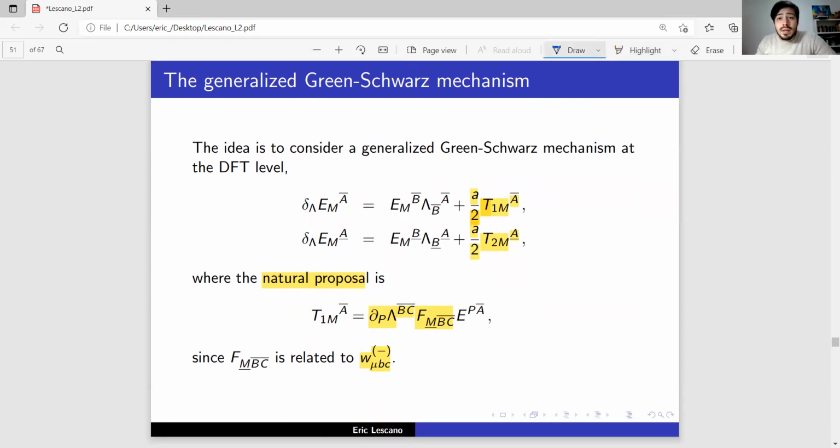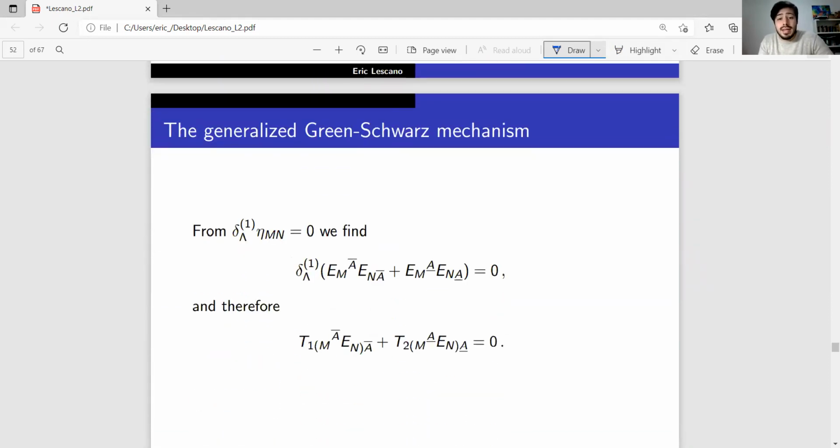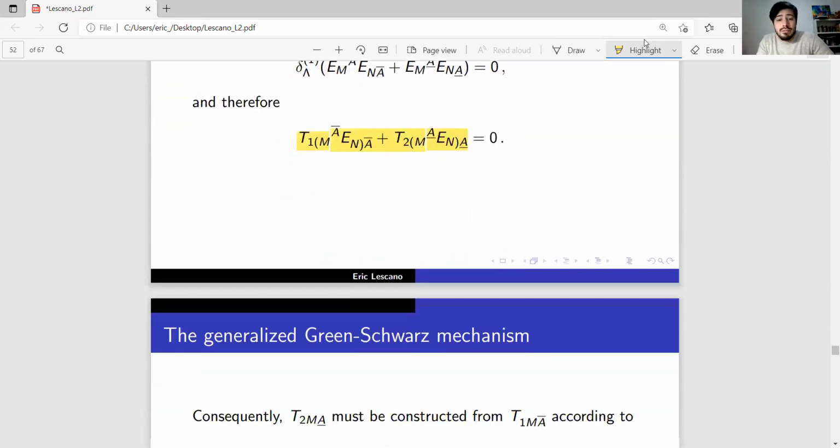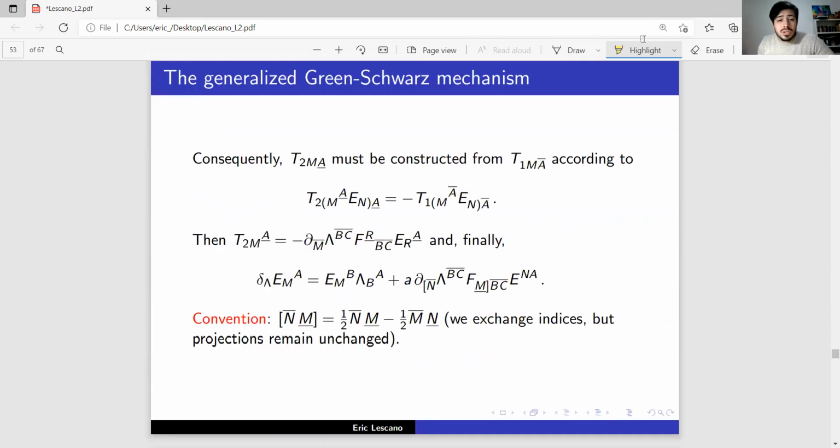And since we have different projectors over here, we have different Green-Schwarz mechanisms, if you want. We have a T1 and a T2. We have 2 Green-Schwarz mechanisms, but both mechanisms are related. If we know T1, we know T2. It's very easy. That's because we have an invariant group metric. So both mechanisms are related. In fact, we can construct the Green-Schwarz mechanism in this way. This is the generalized Green-Schwarz mechanism.